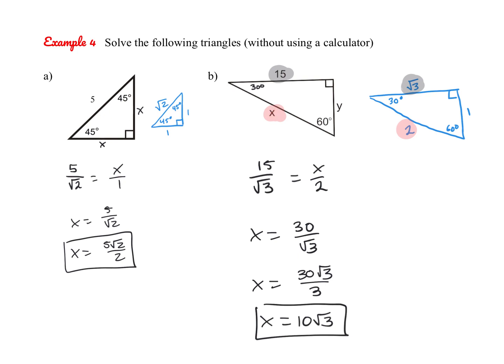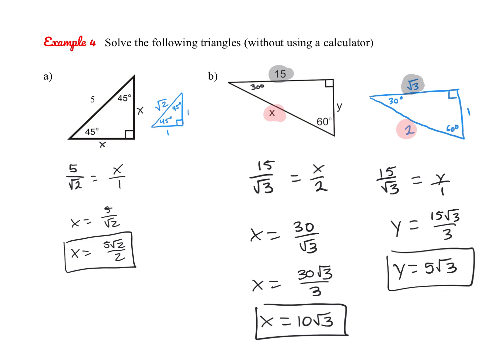And then once I know this, well, I know that the shorter leg is always half of the length of the hypotenuse. So we could say, okay, y is going to be 5 root 3, but we could also set up a ratio to solve for y. So I'm going to use my same 2 starting points, 15 over root 3 equals y over 1. So y is just 15 over root 3, and if you rationalize, you get 5 root 3, which again is what we should expect because the shorter leg should always be exactly half of whatever the length of your hypotenuse is.